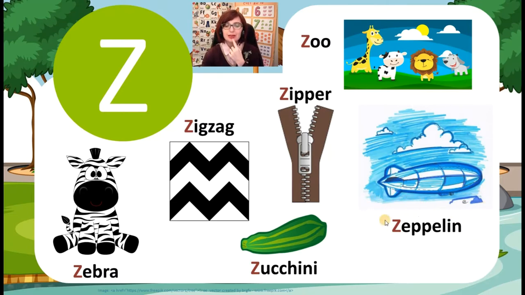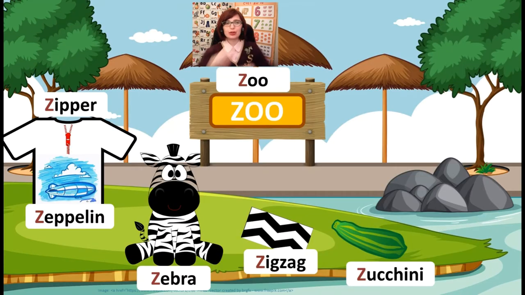Zeppelin, zeppelin, zeppelin, zeppelin. Zucchini, zucchini, zucchini. Good, very good. Let's review.